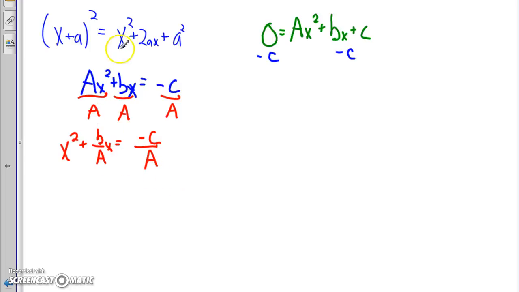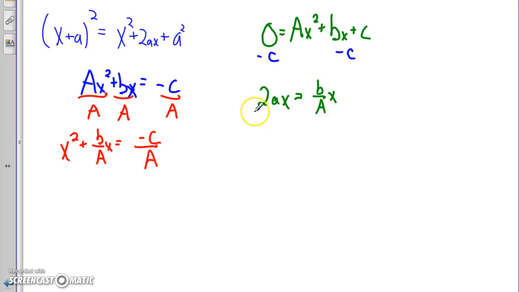Okay, now we're getting somewhere. Now this first term already looks like that. Now the second term is going to be equal to this. So I'm going to set, just like I did on the last one, these two terms equal to each other and try to solve for a, because that's what I want. So off to the side, I'm going to say that 2ax, and notice it's a lowercase a, is equal to this term, which should be b over A times x. And I want to solve for this lowercase a.